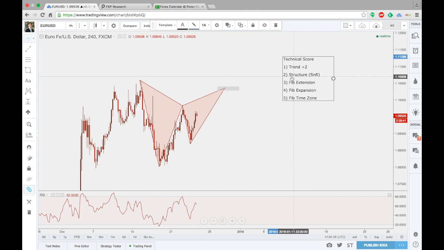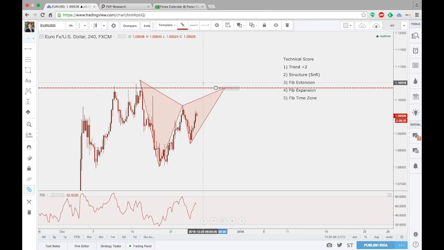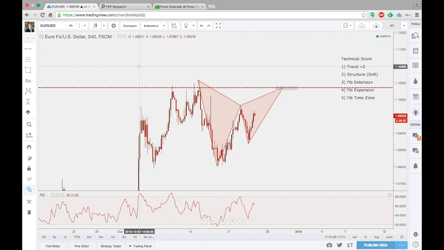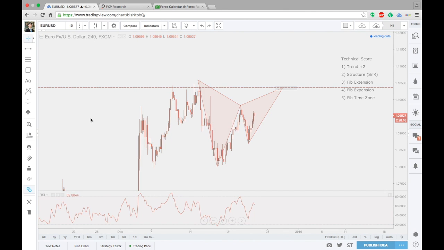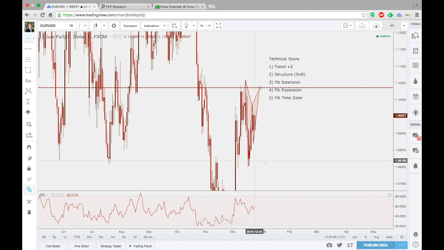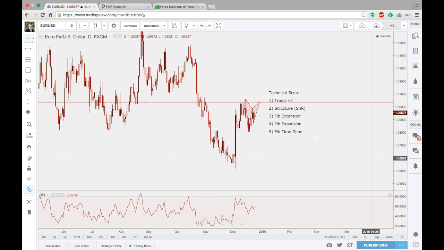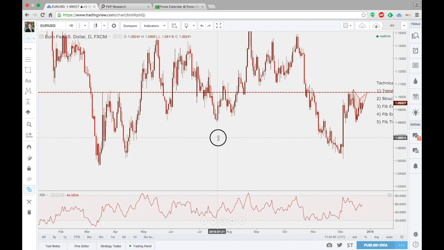The next thing I want to do is see if this area, which is identified as the completion of my harmonic pattern, has a structure zone around it as well. This is very simple. You simply drop a horizontal line around that completion area and look to the left. You can do it on the current time frame, or you can even go up to a daily time frame, that means one time frame higher, and identify if there's any significant structural support level.